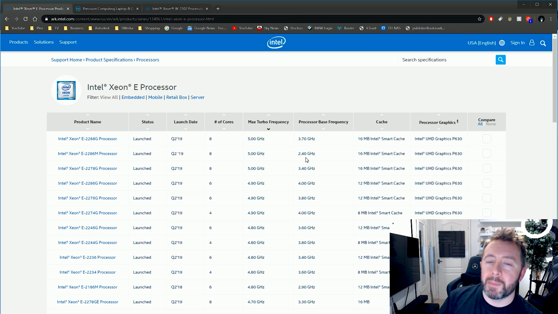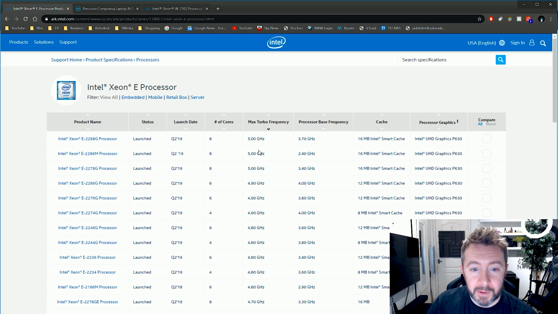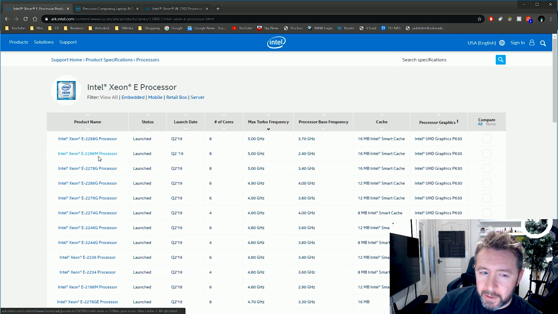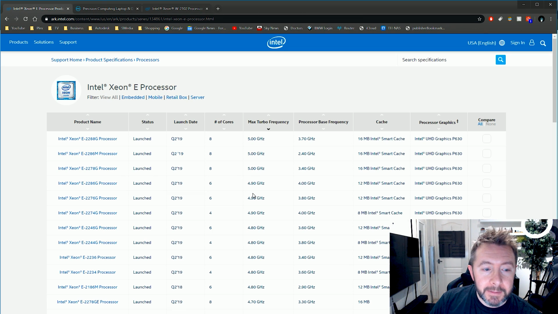So slightly lower base frequency, but that's nothing to be overly concerned about, because when you're pushing your 3D CAD application to its limits, you're going to be hitting boost clock on a single core for the most part. So you're going to be utilizing that max turbo frequency. And then going down the line, you can see we've got some at 4. Anything with an M on the end, by the way, that's a laptop mobile processor. But you can see we've got 4.9 here, we've got a 4.8. Some have 6 cores, some have 8 cores.